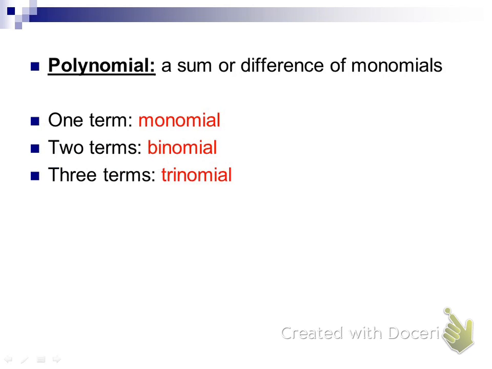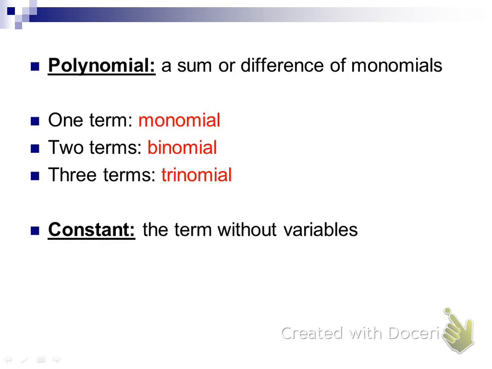And then those have special names. So one term we call monomial, 2, like a bicycle has 2 wheels, right? Binomial. 3 terms is a trinomial. And then any more than 3, you just call it a polynomial. Just generic polynomial.